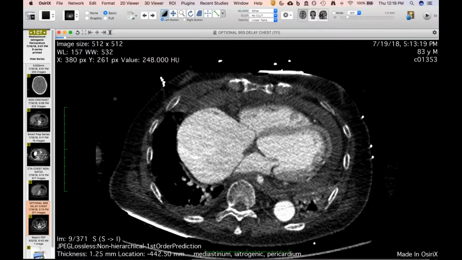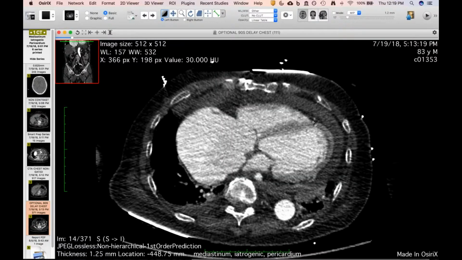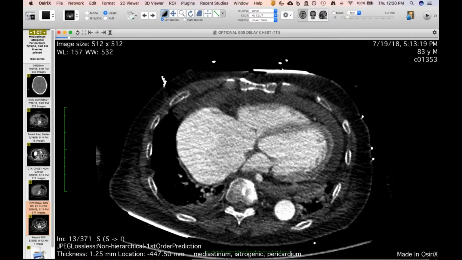He was DNR DNI, so they didn't do surgery on him anyway. But this is the first time I've seen an RV rupture from CPR. It's certainly a well-known complication when you're mashing on the heart.